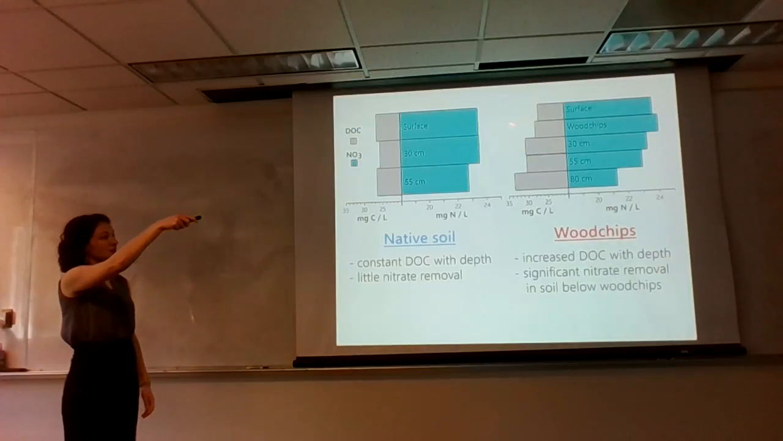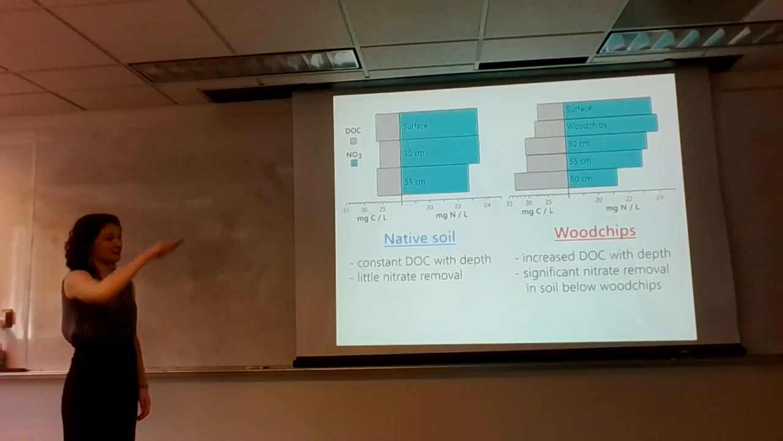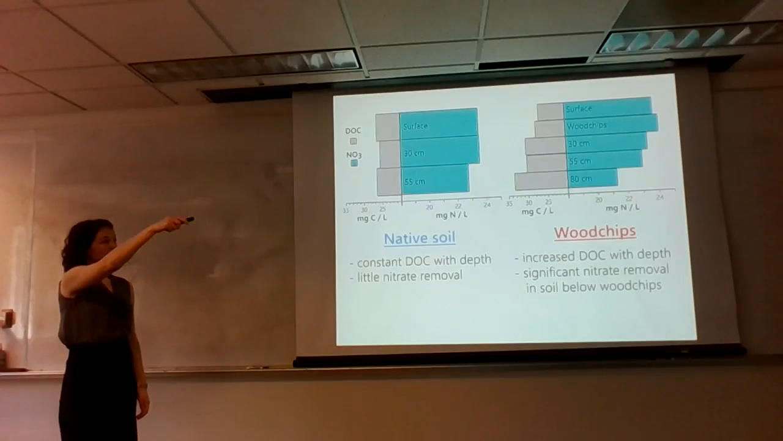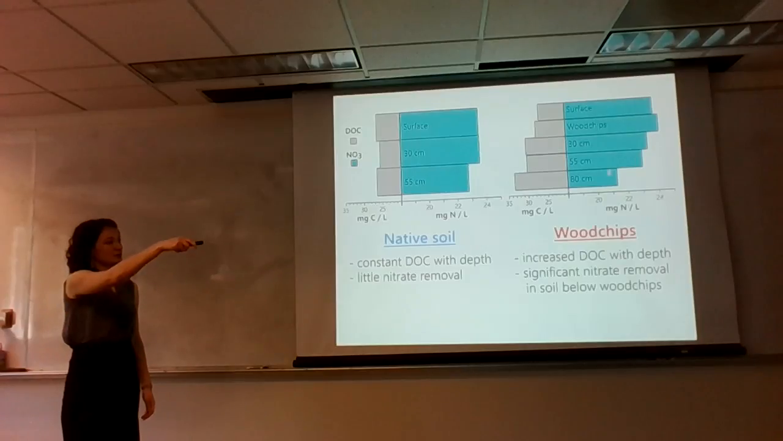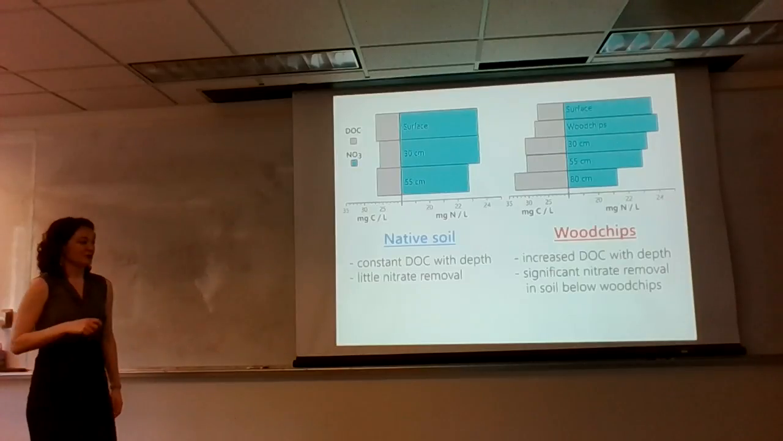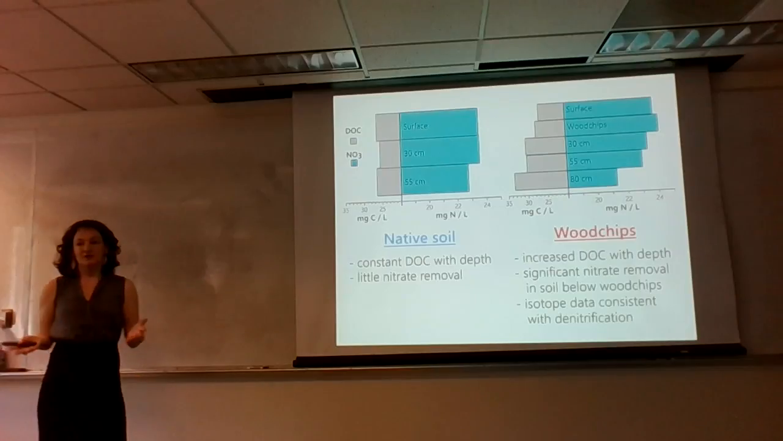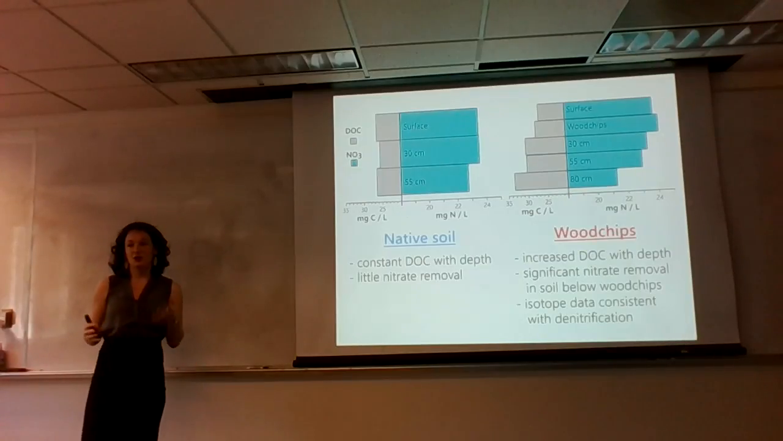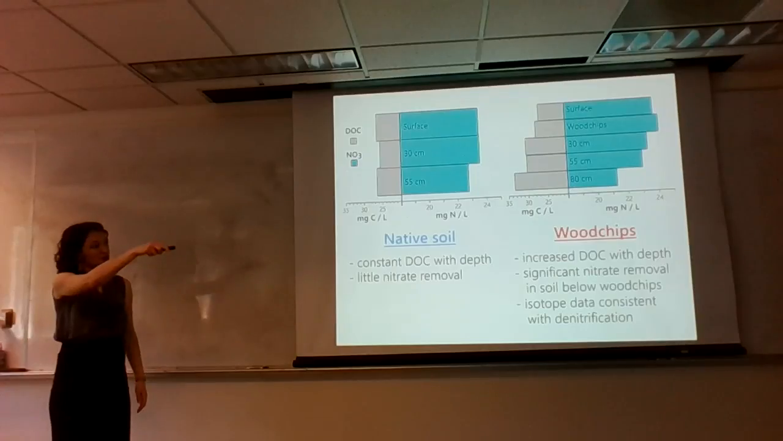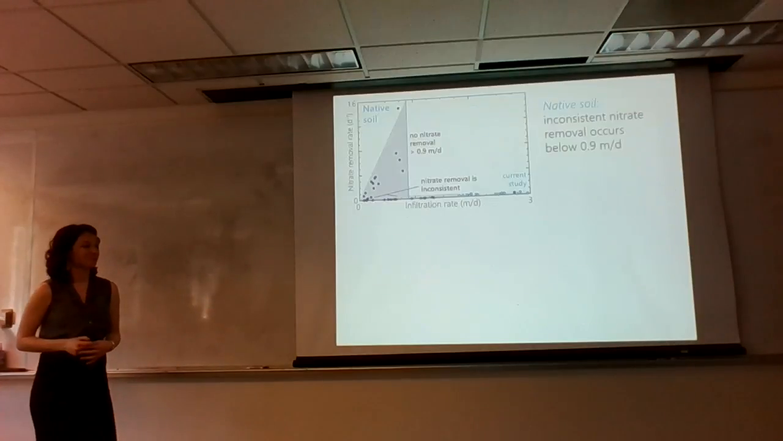So this is data for the surface sample, a sample within the wood chip layer, and then we're able to collect 3 samples from the subsurface. DOC tends to increase with depth below the wood chips, and we also see more significant nitrate removal compared to the native soil. I don't have time to show it today, but isotopic data is consistent with denitrification being the mechanism for nitrate removal here below the wood chips.